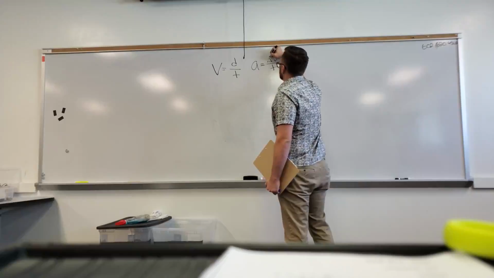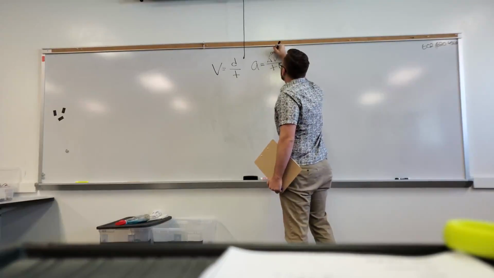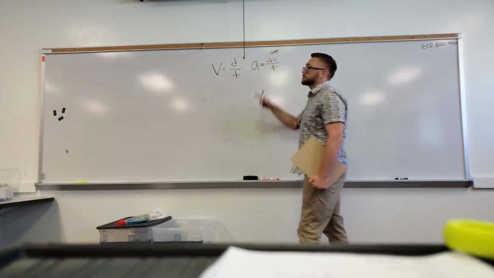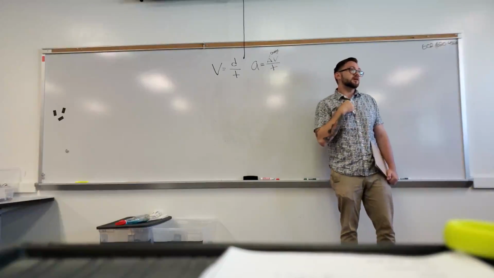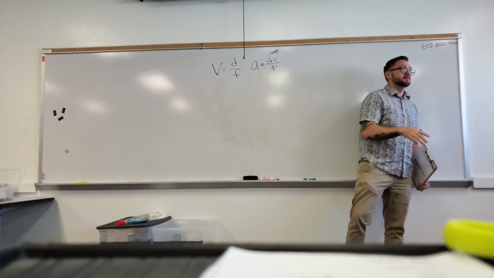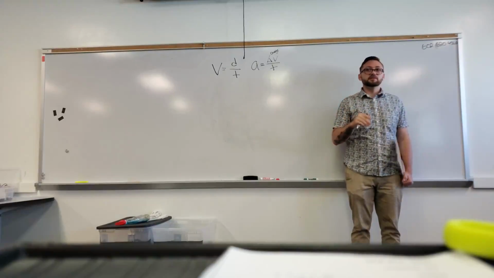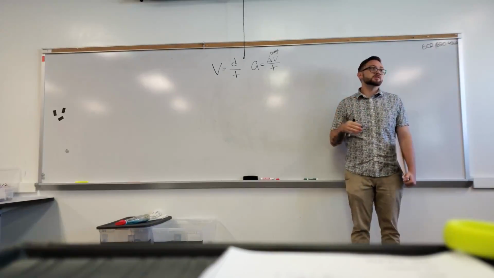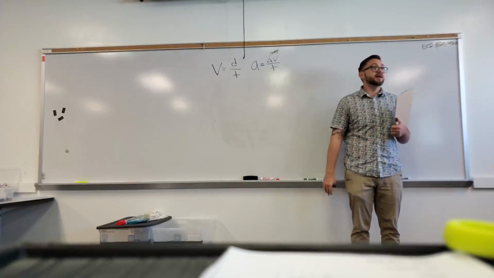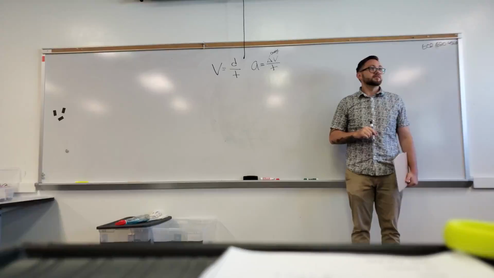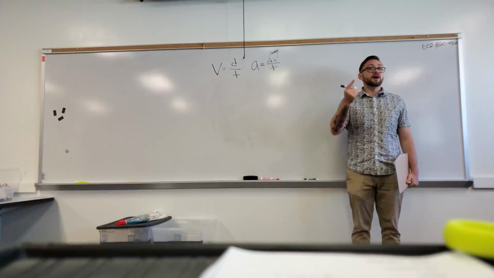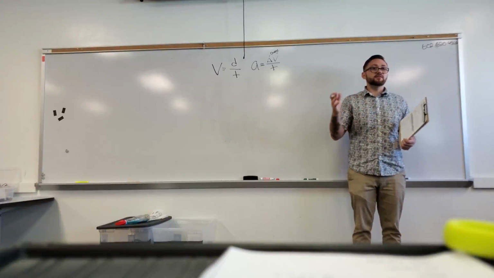Does anyone remember what the delta represents? Change. Change. So if I put delta t, it just means change in time. So if I started at 0 and I went 10 seconds, my delta would be 10. So velocity is like the same principle. If I started at 10 meters per second and I finished at 15, what's my delta be? 5. So my change was from 10 to 15, which is 5.